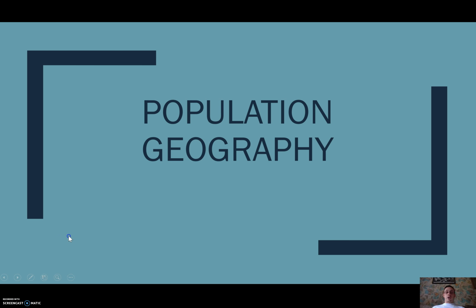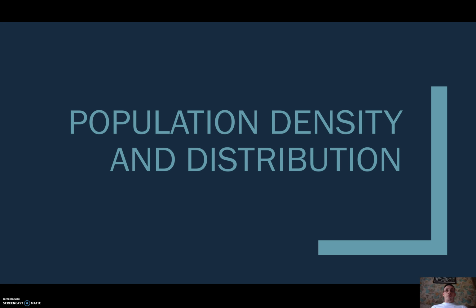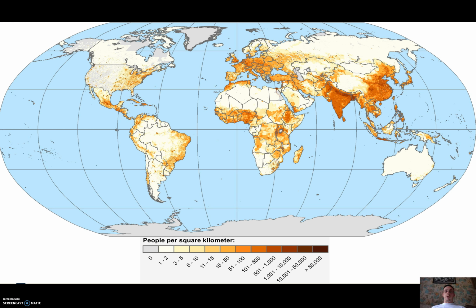Now, to actually start us off, a broad overview of the population topic. So we've got population density and its distribution. We've got population change, which realistically is focusing on the factors that influence both birth and death rates. We've got the effects of population change, and we've got the demographic transition model. So to start us off, population density and distribution.